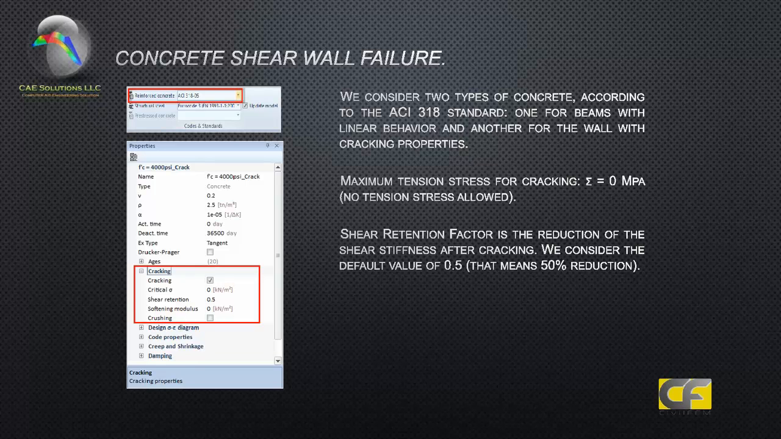So we consider two types of concrete according to ACI 318. We have one concrete for beams with linear behavior, and another for the wall, where we're going to take into consideration the cracking properties. For example, we're going to have a maximum tension stress for cracking of 0, no tension stress allowed, and we're going to have a shear retention factor for taking into consideration the reduction of the shear stiffness of around 50%.